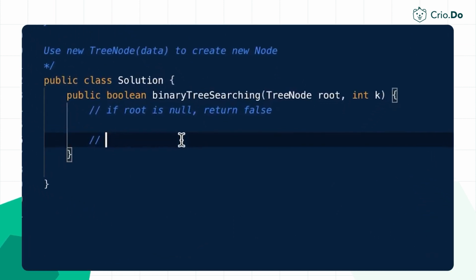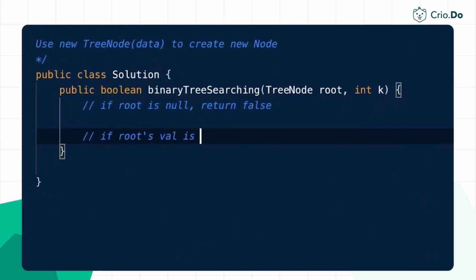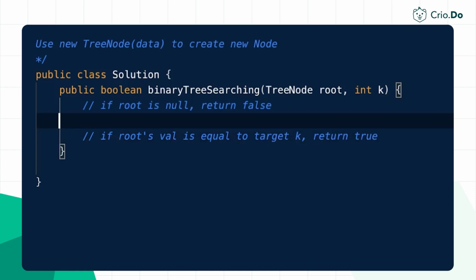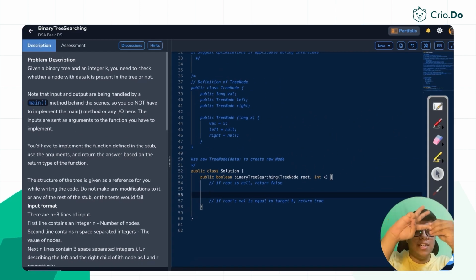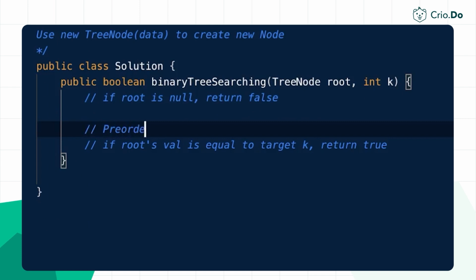If root's val is equal to the target k, we can say return true, yes, target is present. Because in pre-order, we do three steps: first the root node is checked, then second step the left subtree is checked, then third step the right subtree is checked. Since we are doing pre-order traversal, we will first be checking the root node.